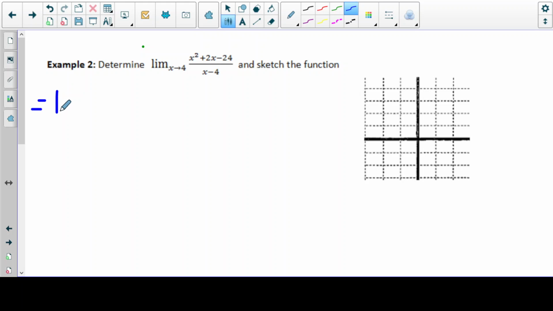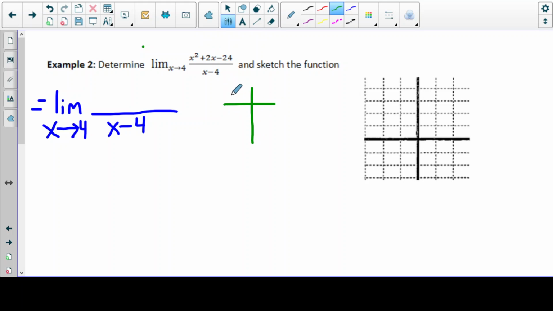But what we want to do is determine that limit, if it exists, and then sketch the function. So again, I have the limit as x approaches 4. The only thing I'm going to be able to possibly do here is factor the quadratic that we have in the numerator of our function. And so again, I'm going to use my chart method, where I have my first term, x squared, in the top left, to factor this. I have my last term in the top right.